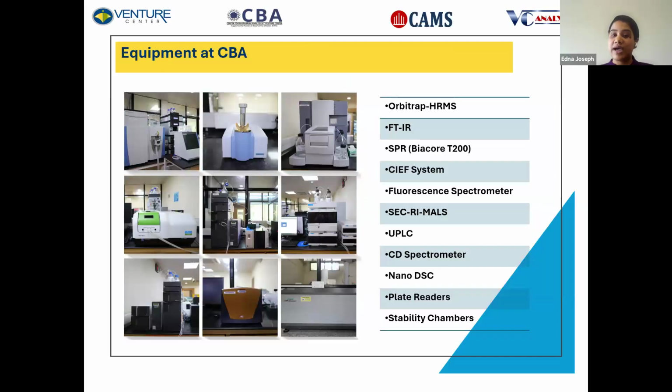As CBA is a GLP compliant facility, all our equipments are qualified and 21 CFR compliant. This is a list of the equipments that are available there. We have one more HRMS system, then we have FTIR, SPR, CIF system, fluorescence spectrophotometer, SEC, RI MALS system. Then we have the standalone HPLC systems, nano DSC, CD, and stability chamber. So with all of this, we do structural characterization.